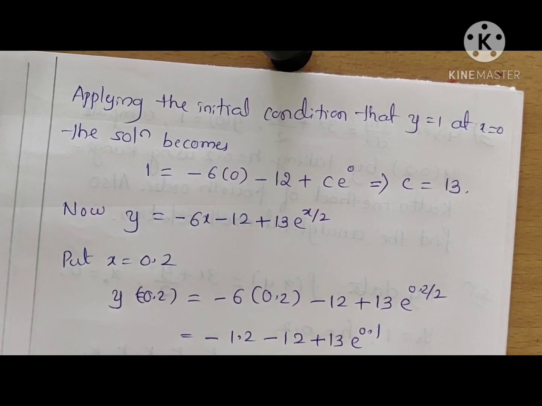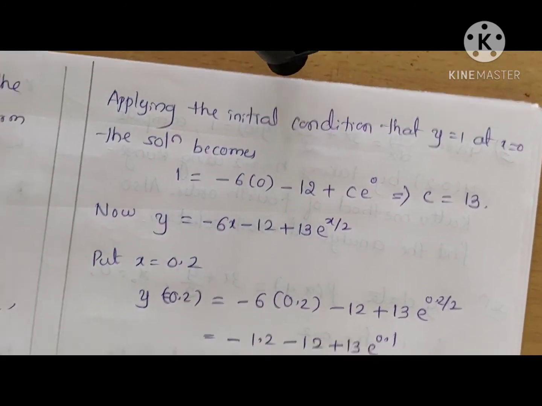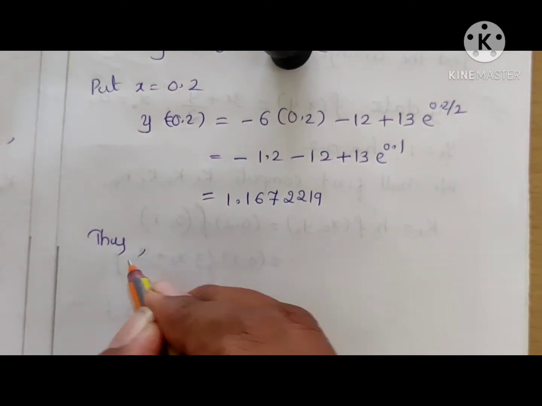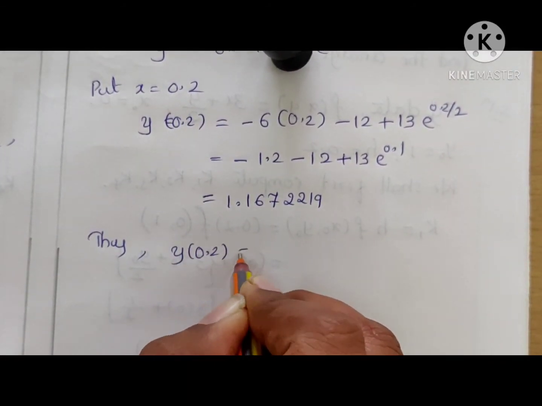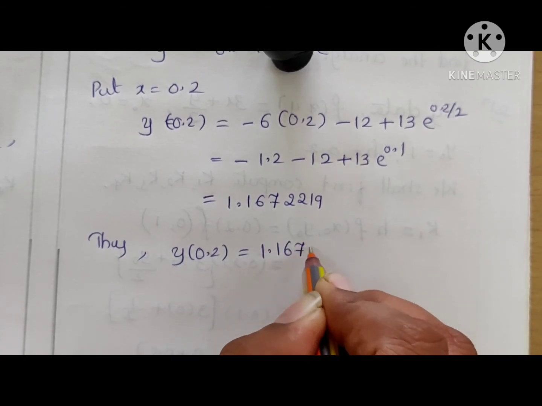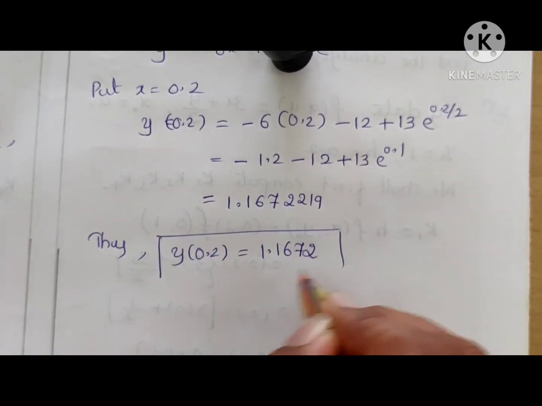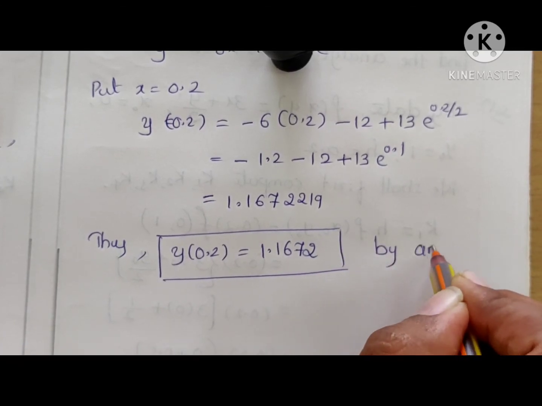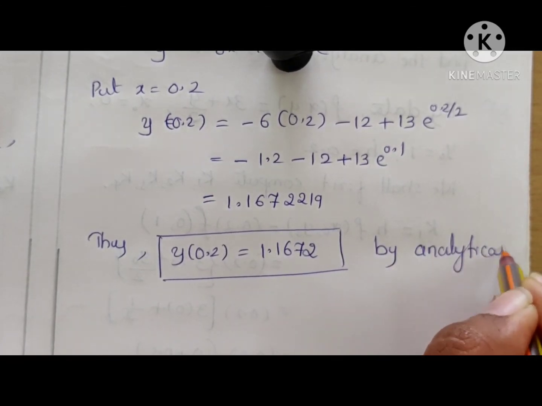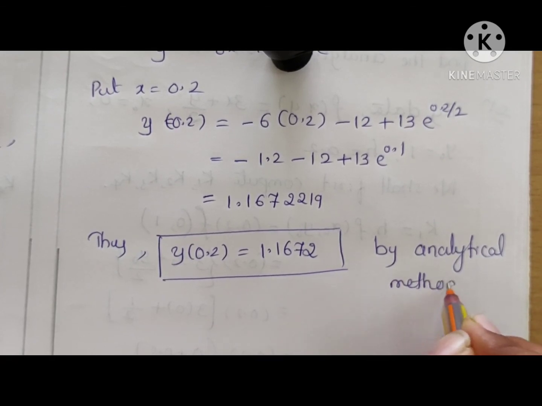Thus y of 0.2 is equal to 1.1672 by the analytical method. Just compare both the solutions from the numerical method and the analytical method. They are equal up to 4 decimals. There may be a little change in the next decimals that can be negligible. So this is the solution using the analytical method.